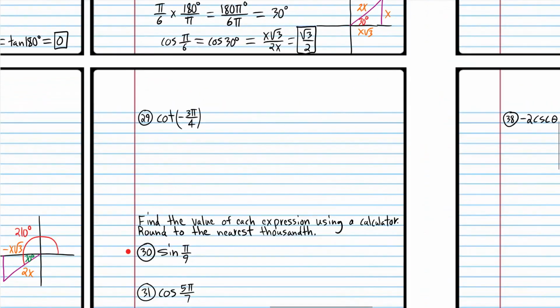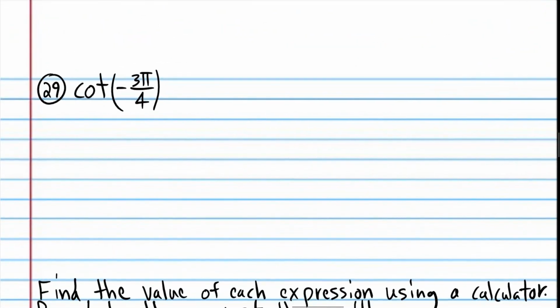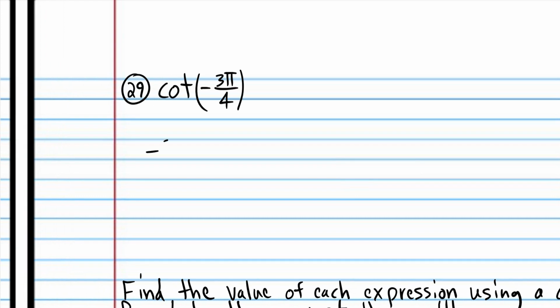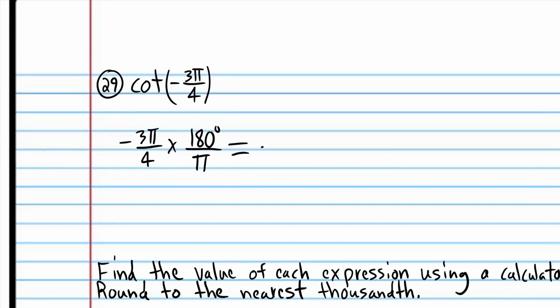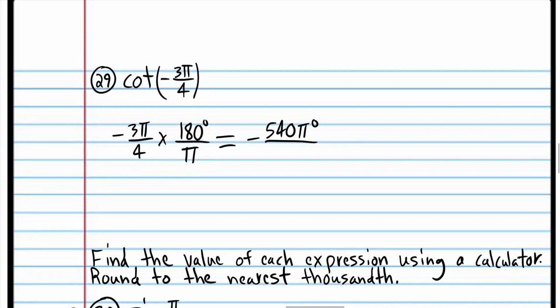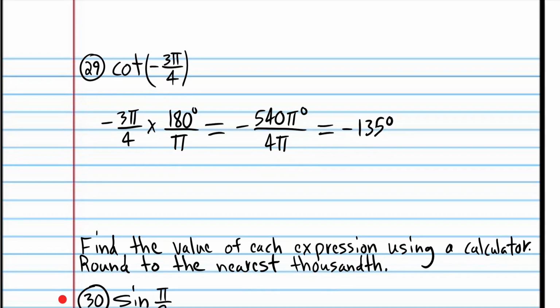Go ahead and try number 29. And when you come back, we'll do it together. Alright, we're back. So we have negative 3 pi over 4. We're going to change that to degree units. And we get negative 540 pi degrees over 4 pi. The pi's obviously cancel out. And 540 divided by 4 is 135. So we get negative 135 degrees.